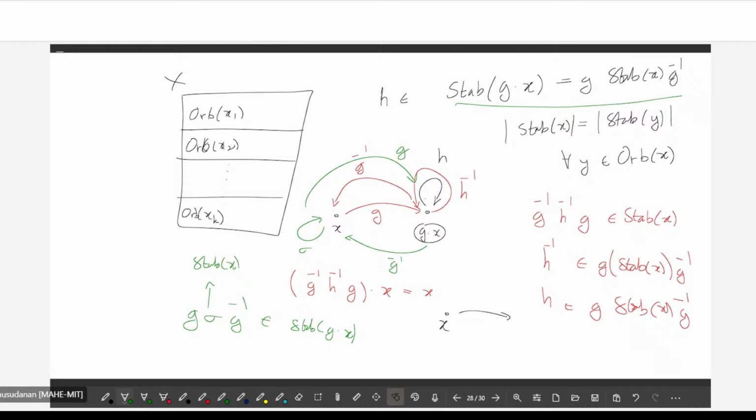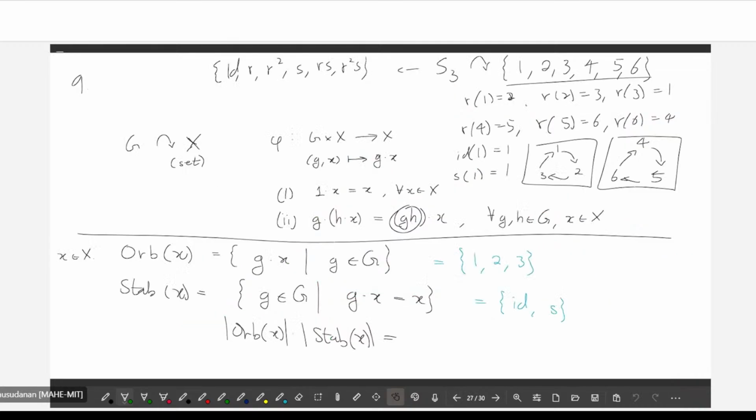But all g dot x means all the elements. What are g dot x? All the elements in the orbit of x. Orbit of x is the set of all g dot x for g varying over G, for the fixed x. So for every g dot x, we want stab of g dot x equal to stab of x, which means all the elements in the orbit of x have the same stabilizer. In that case, the stabilizer of x will be a normal subgroup.